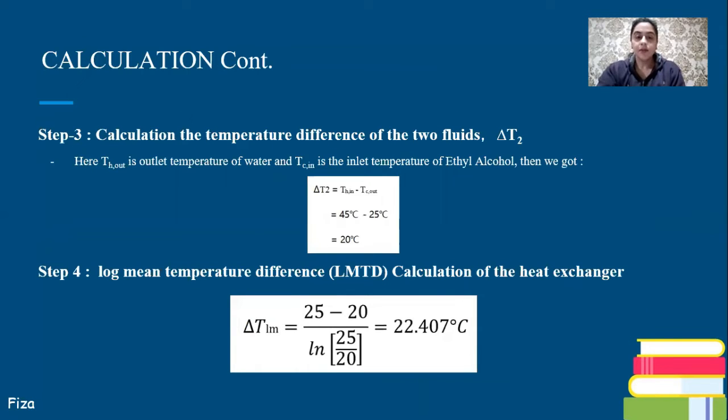Then we calculate the temperature difference of the 2 fluids, delta T2. Here Th out is the outlet temperature of water, and Tc in is the inlet temperature of ethyl alcohol, which comes out to be 20 degrees Celsius. Then we calculate the log mean temperature difference of the heat exchanger by this relation, which comes out to be 22.407 degrees Celsius.